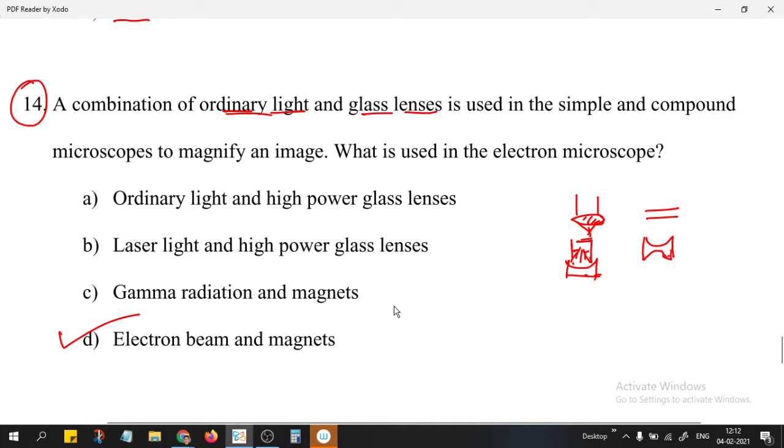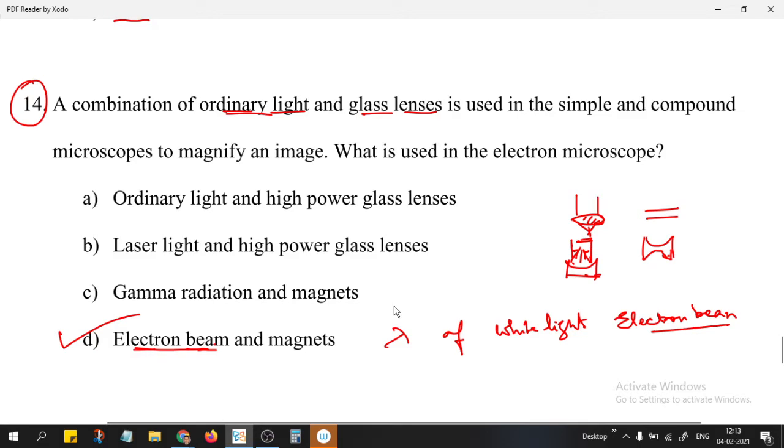In an electron microscope we are using electron beam instead of the ordinary light. So what is the difference? Is the wavelength of the electron beam more than the ordinary light or less? Lambda of ordinary light, white light, and electron beam, which is more? So electron beam will have more wavelength. Okay, anyone else?